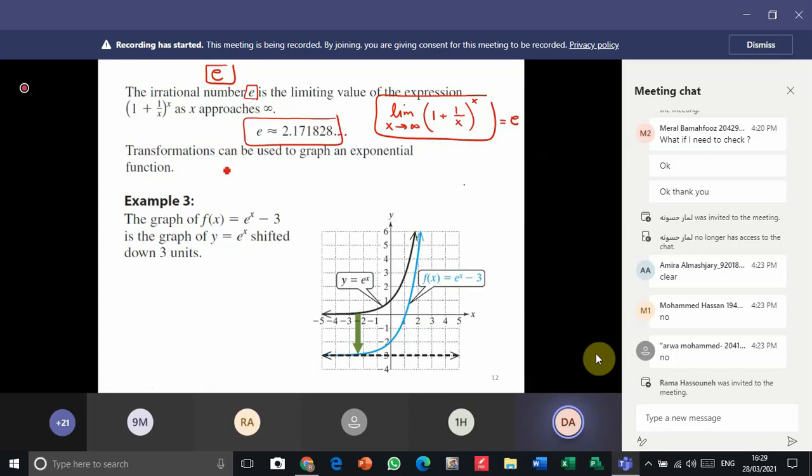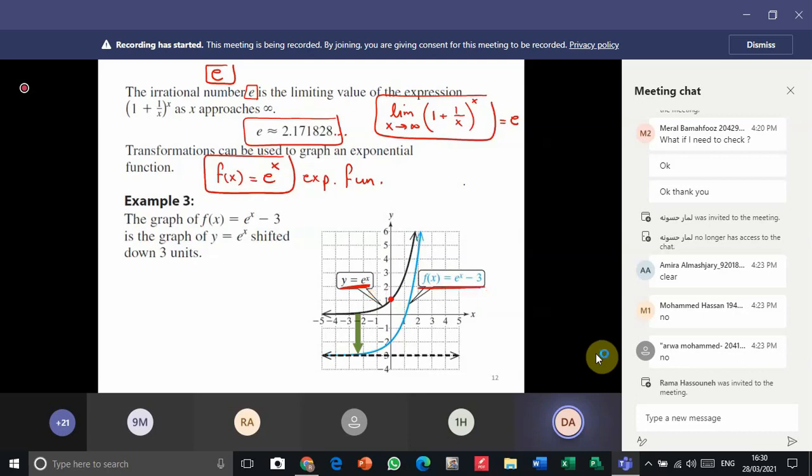Now, also f of x equals e to the power x. This is an exponential function with base e, the number e. Now, for the exponential function with e greater than 1, we have an increasing function passing through (0, 1). This is f of x equals e to the power x.